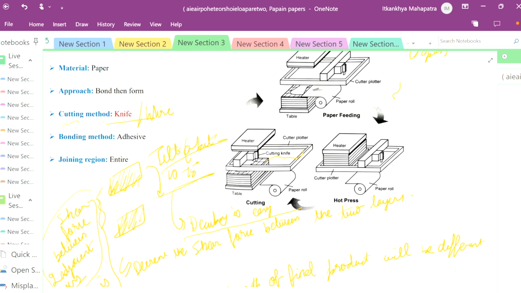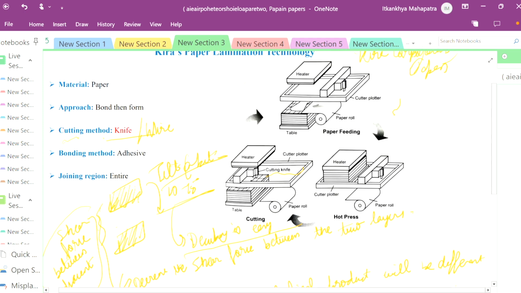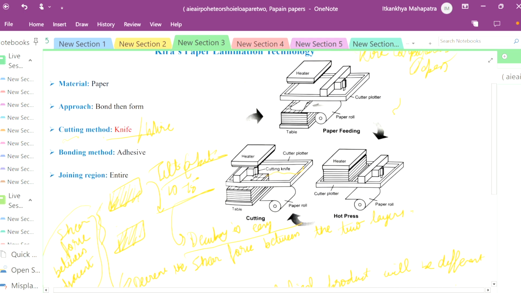When we are using adhesive, the joining region is again entire. The joining region is here entire. So we discussed all these points. Now I would like to say that one layer is there, as you saw, and the second layer is there, like this. So both layers, as I told you, the strength is higher as compared to the cubic technology.